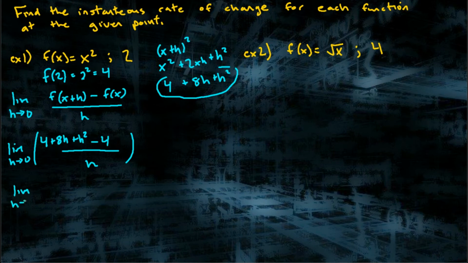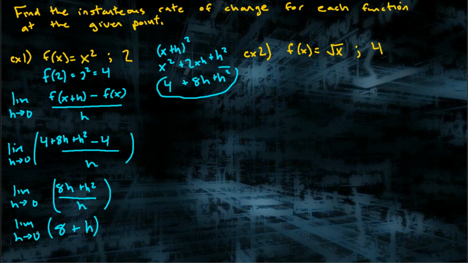So that leaves me with (8h plus h squared) all over h, and I'm going to take that limit. Now notice, I could divide all of that by this h at the bottom. So that's going to give me the limit as h approaches 0 of, the h cancels right there. So we have 8 plus h. Now h goes to 0, so I'll plug in the 0, and I get the limit is 8. So that's our answer. That's the instantaneous rate of change at 2. It's 8.